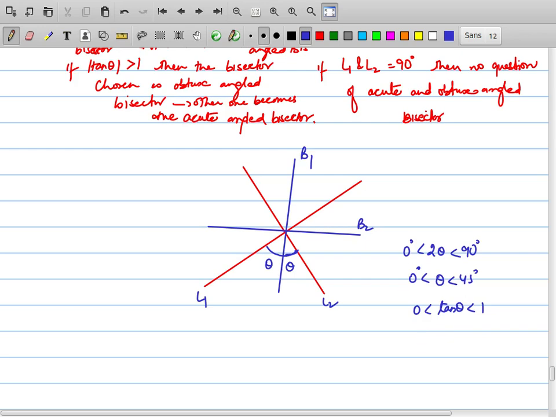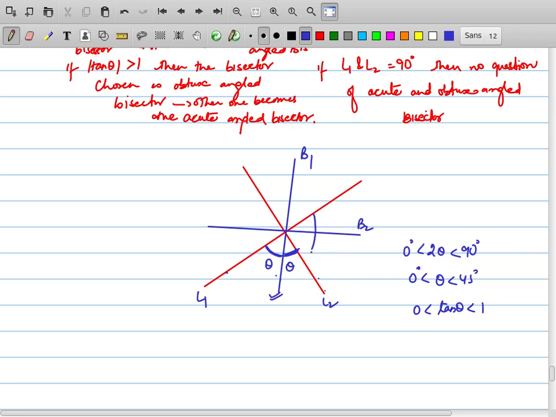And what is theta? Theta is the angle between the bisector and the line. Whether you take this angle or this angle, both are equal. Whether you take the angle between the bisector and line L1 or the bisector and line L2, if the tan of that angle comes out to be less than 1, then obviously this bisector is the acute angled bisector.